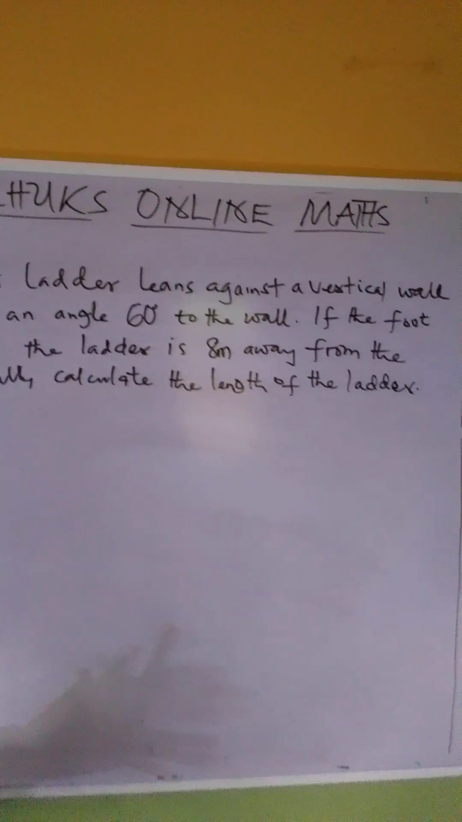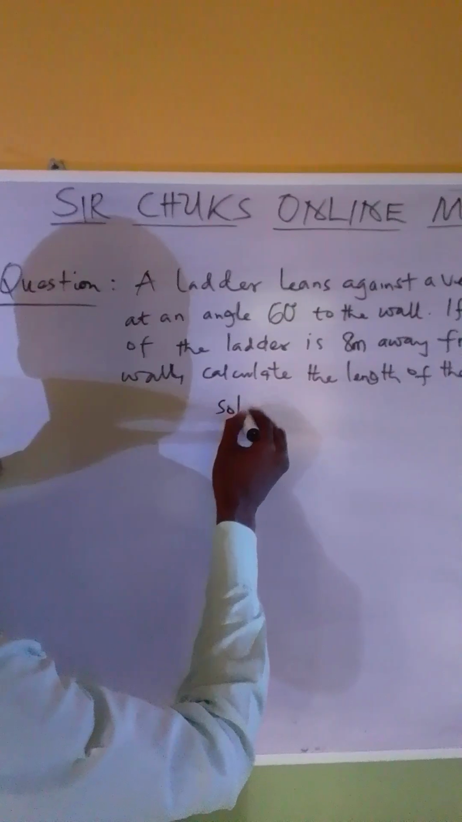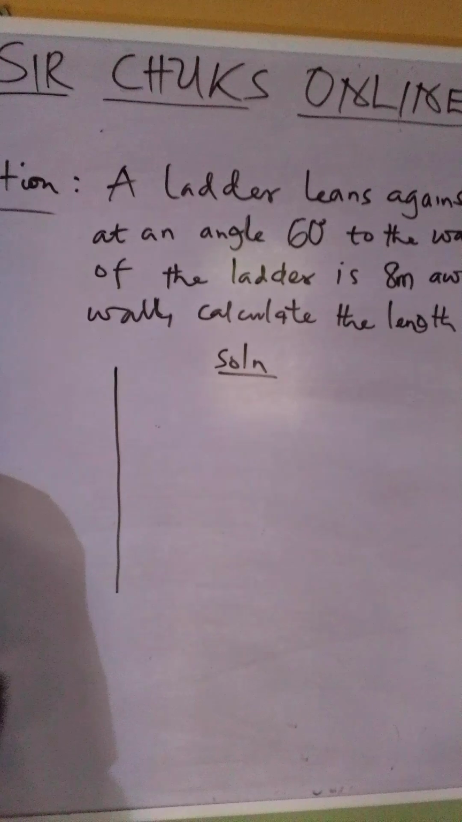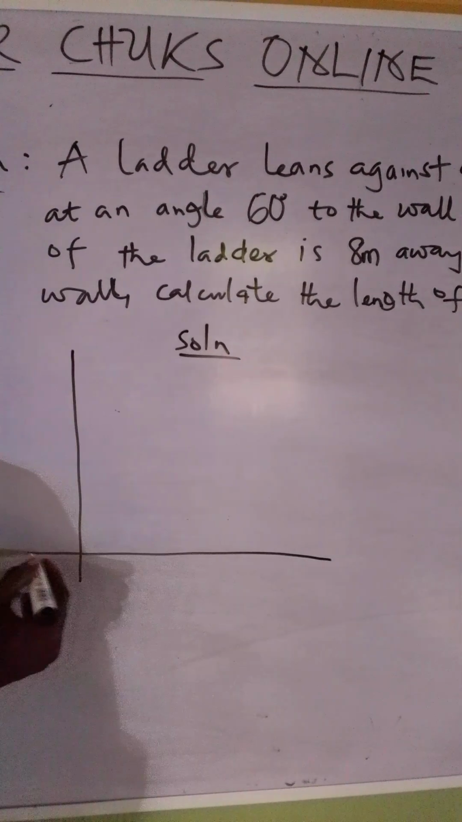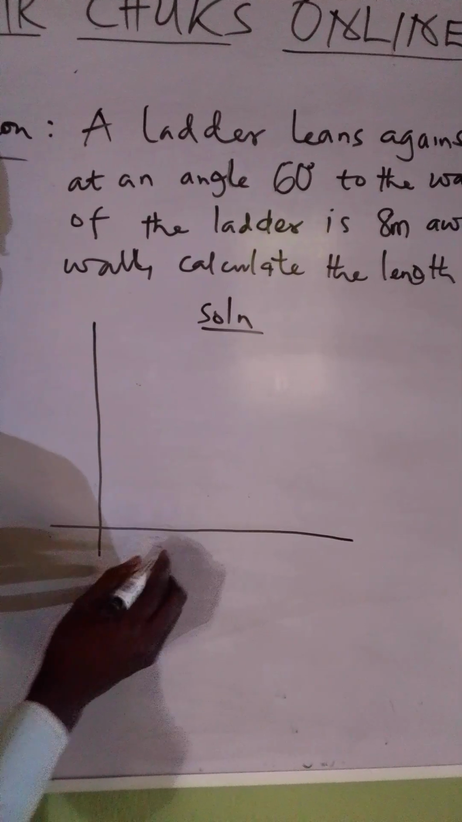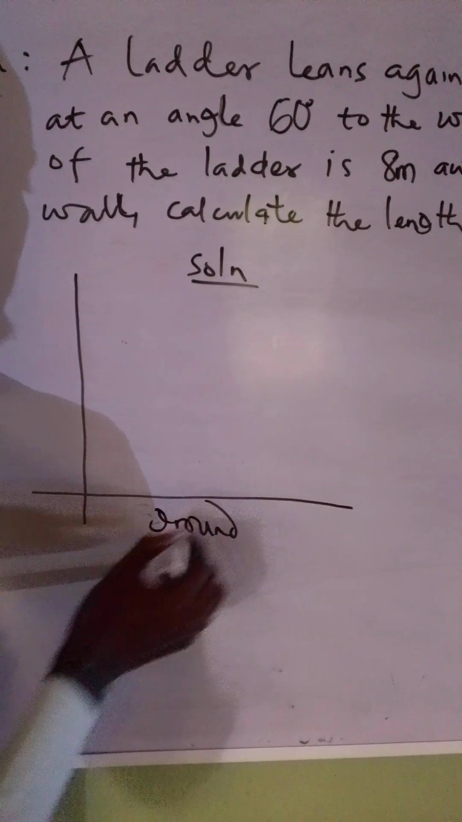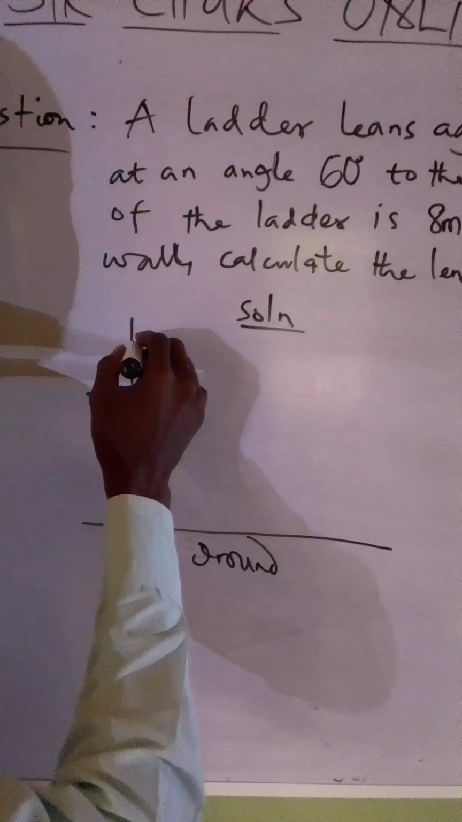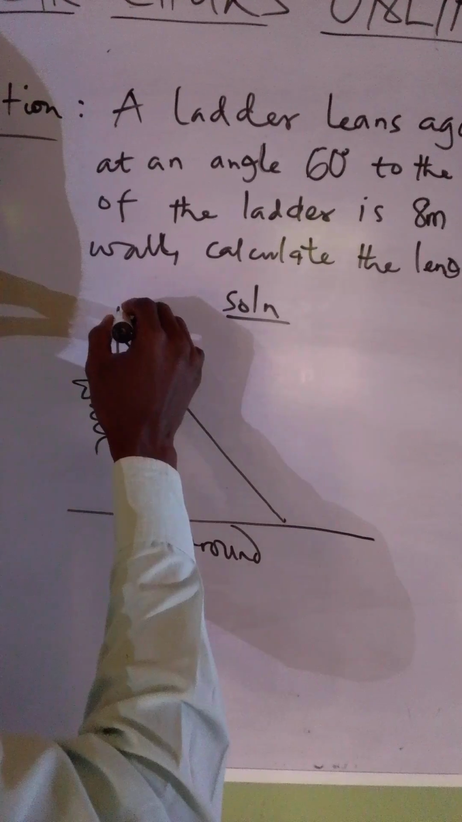Alright, to help you understand this situation, I would like to draw a diagram to illustrate the information. Now, let's say that this is the wall and this is the ground. So this is the ground and this is the wall. So let's have the ladder. So this is the ladder.